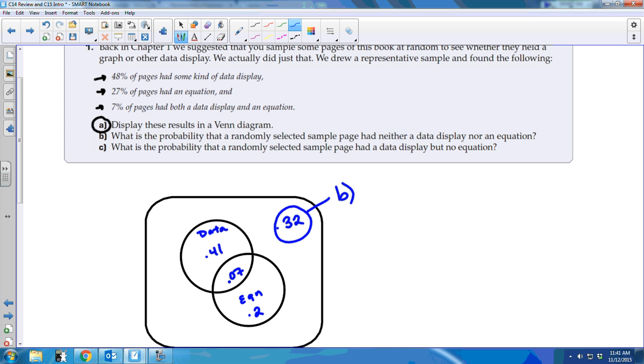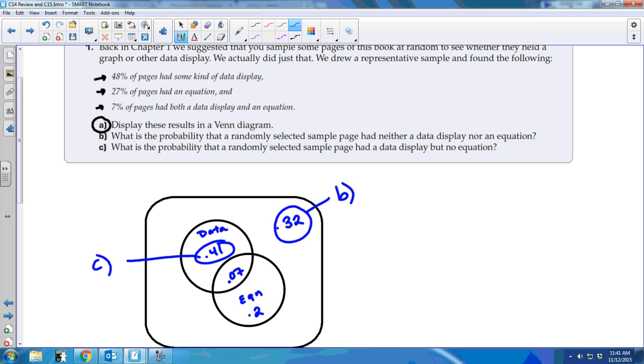On C, what is the probability that a randomly selected sample page had a data display but no equation? 41%. Data display, no equation. That one wouldn't have been so hard without the Venn diagram. You just do 48 minus the 7 because you subtract the overlap out. But again, it's already in my nice pretty Venn diagram, so I don't need to worry about it.